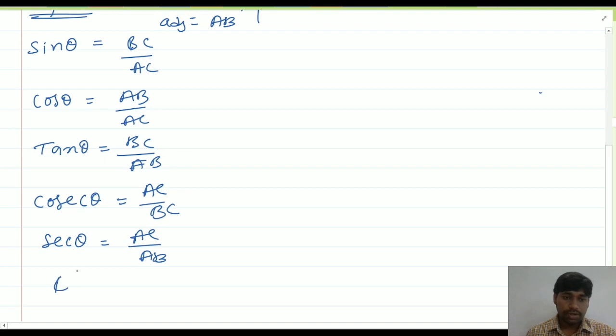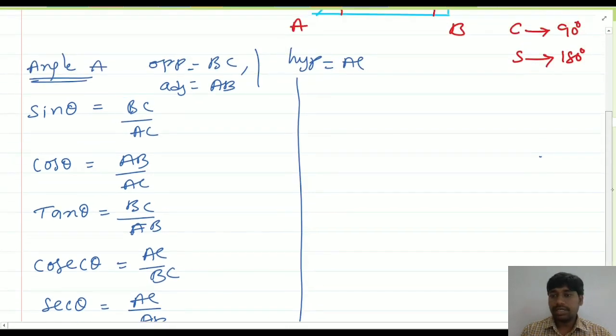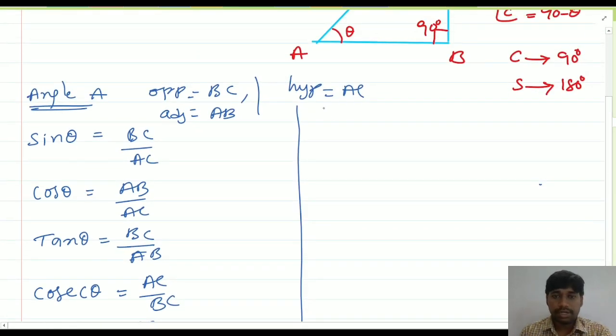Cot theta is the reciprocal of tan, that is AB upon BC. So this is for the angle theta. Next we will see complementary trigonometric ratios.